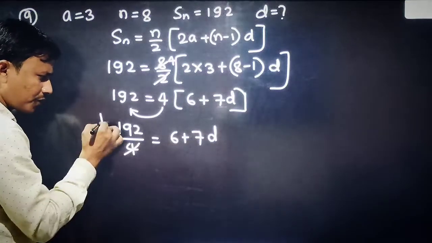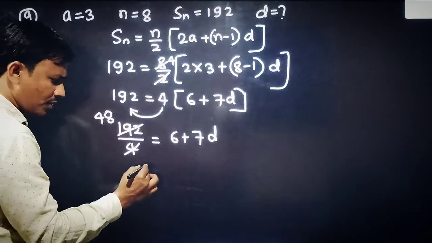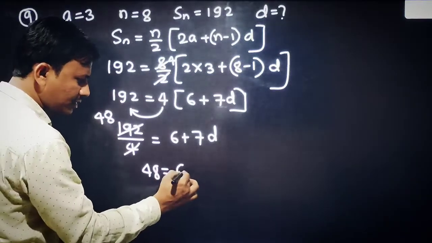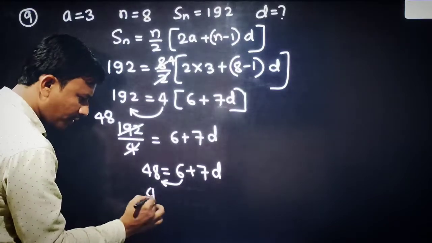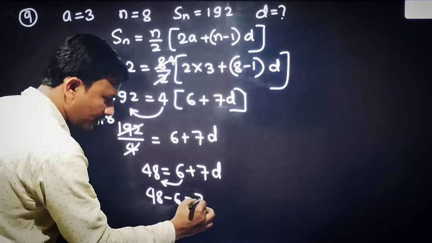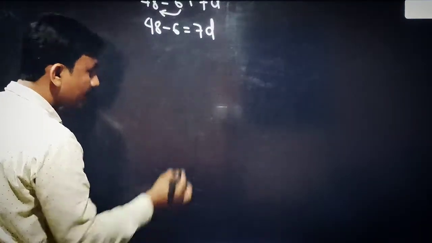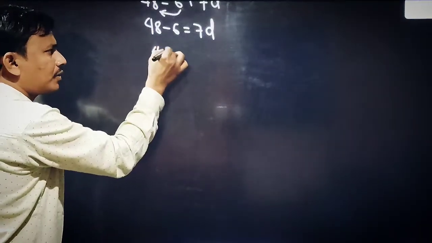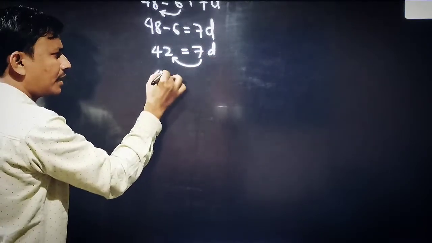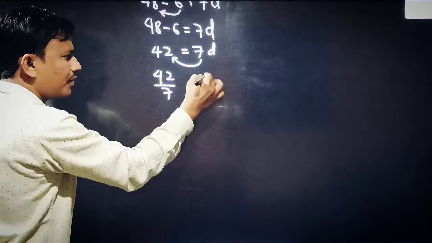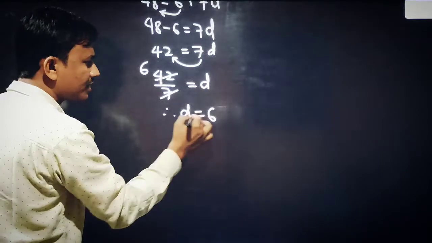4 ones are 4, 4 fours are 16, 3 remaining, 32, 4 eights are 32. 48 is equal to 6 plus 7d. Plus 6 it will become minus. 48 minus 6 is equal to 7d. Next, 48 minus 6 is 42 is equal to 7d. Into 7 will become divide. 42 divided by 7 is equal to d. 7 ones are 7, 7 sixes are 42. Therefore d is equal to 6.